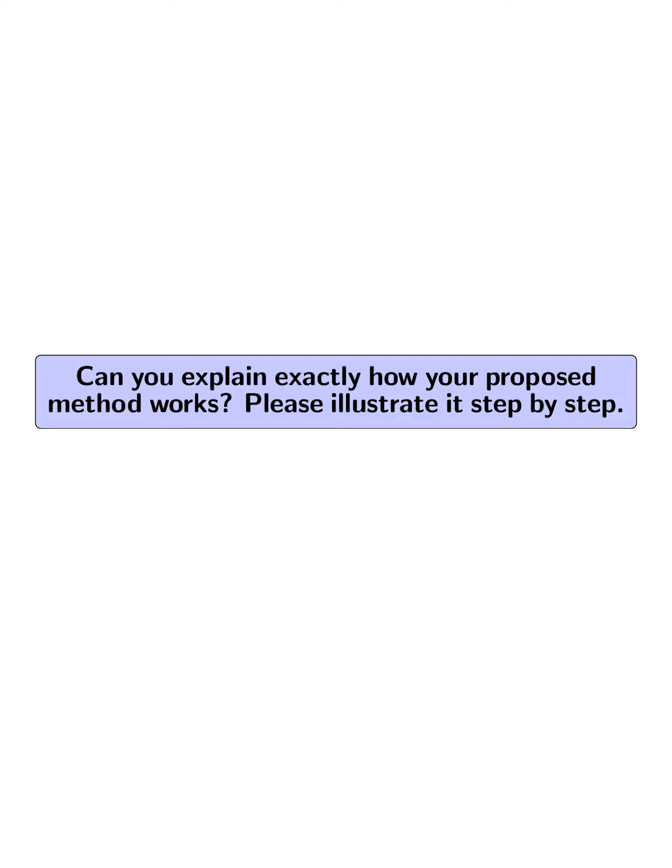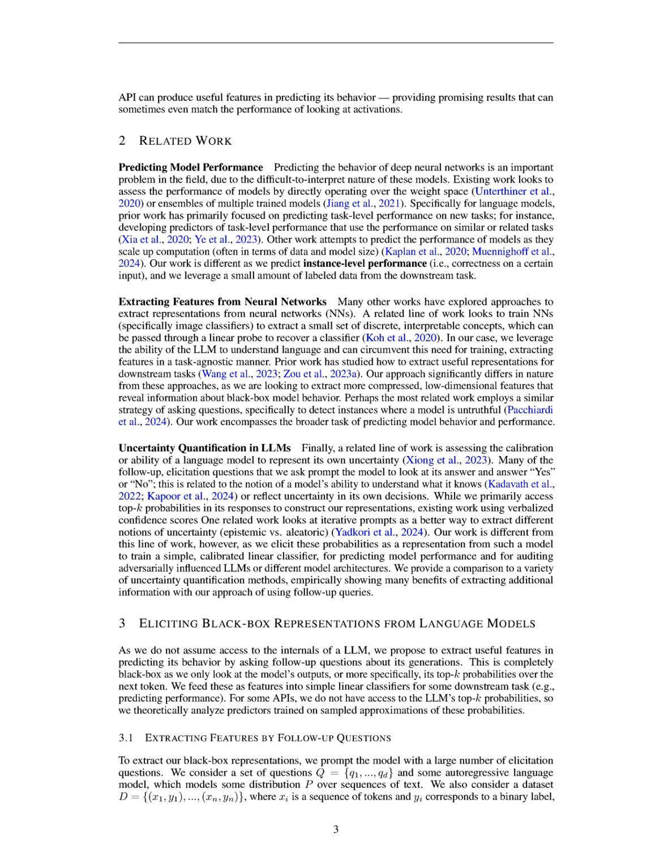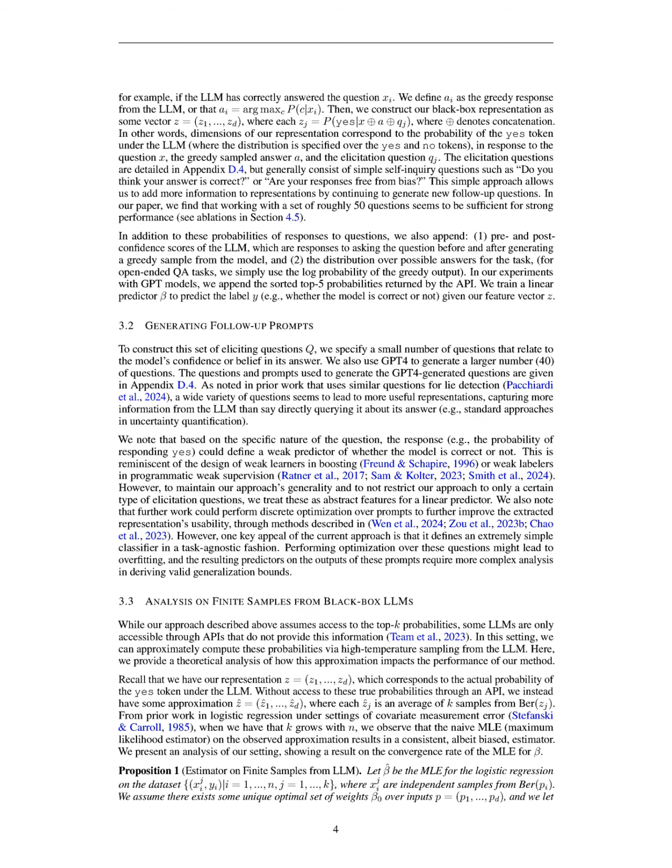Can you explain exactly how your proposed method works? Please illustrate it step by step. Our proposed method, KRE, question representation elicitation, works by extracting useful representations from black box large language models, LLMs, through a series of follow-up questions. First, we generate a set of elicitation questions, which include simple self-inquiry prompts like, "Do you think your answer is correct?" and "Are your responses free from bias?" This set of questions is used to query the LLM after it generates an answer to a given input.